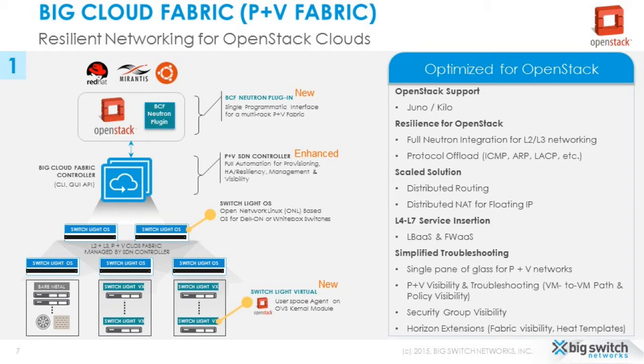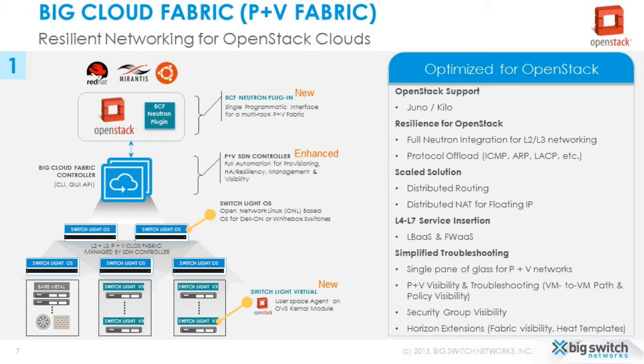P+V Fabric also supports LBaaS and FWaaS layer 4 to 7 service insertion. Big Cloud Fabric controller is a single pane of glass for physical and virtual switches. This makes troubleshooting fairly simple across physical and virtual boundary. It provides complete visibility of interface statistics across physical and virtual switches.